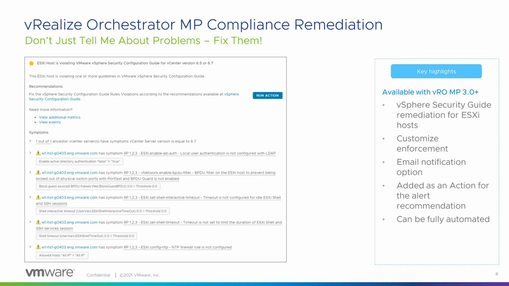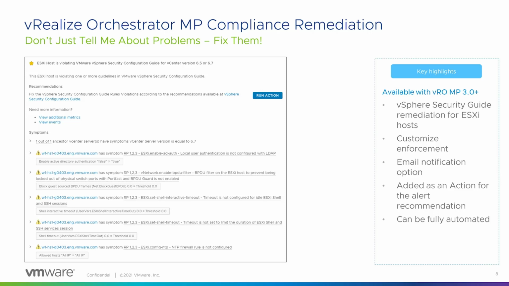We can do this either manually or we can automate it when, say, an alert gets triggered, which, like we said before, vRealize Operations compliance is really built upon alerts. So with this, what we can say is, hey, vRealize Operations, if you see that we are out of compliance, go ahead and run this workflow, which will automatically put everything back into compliance.